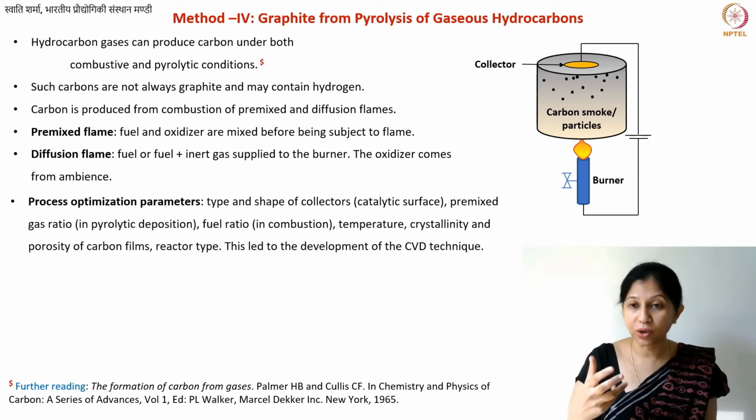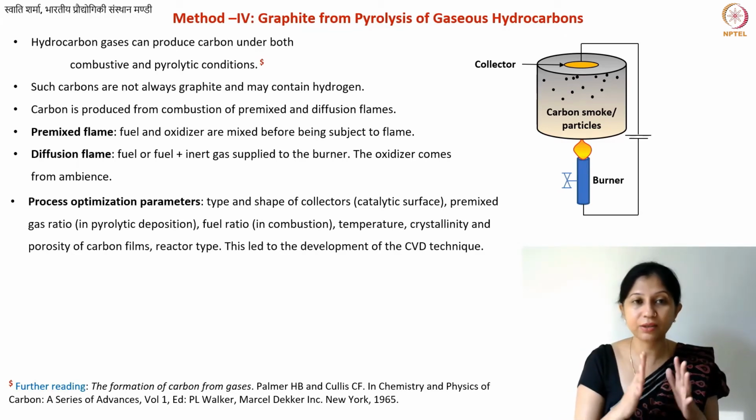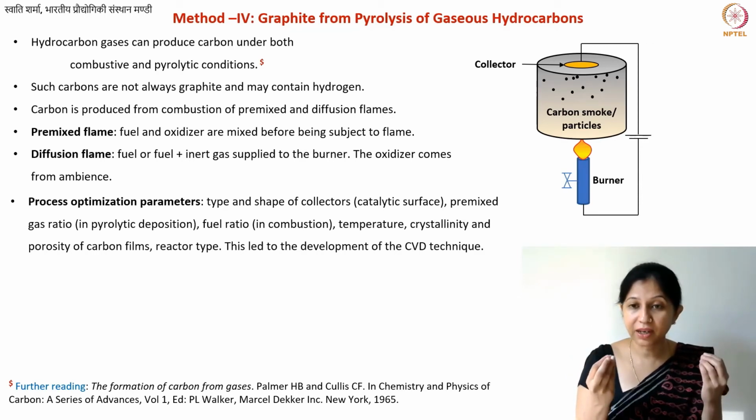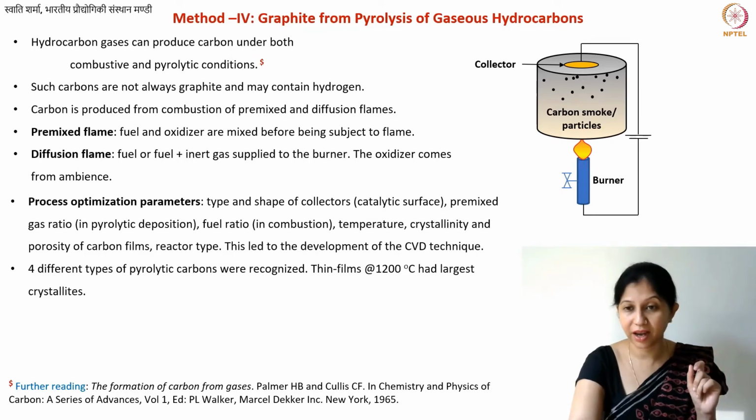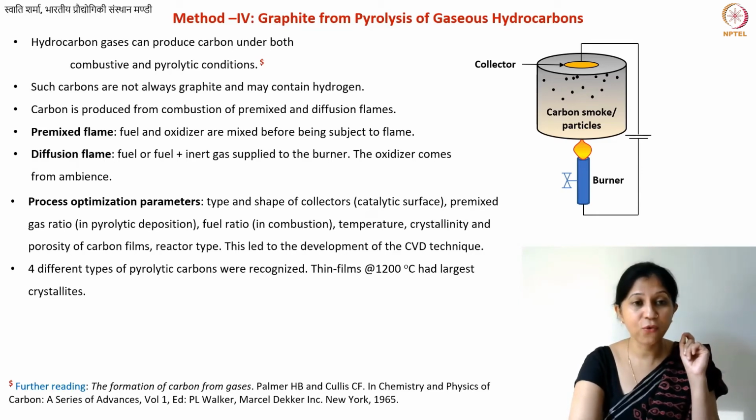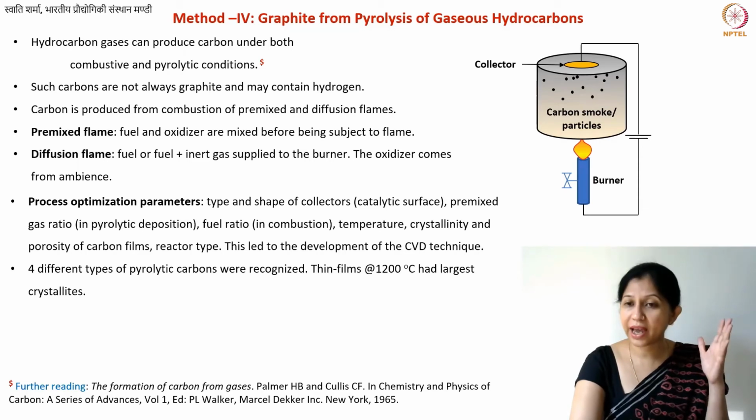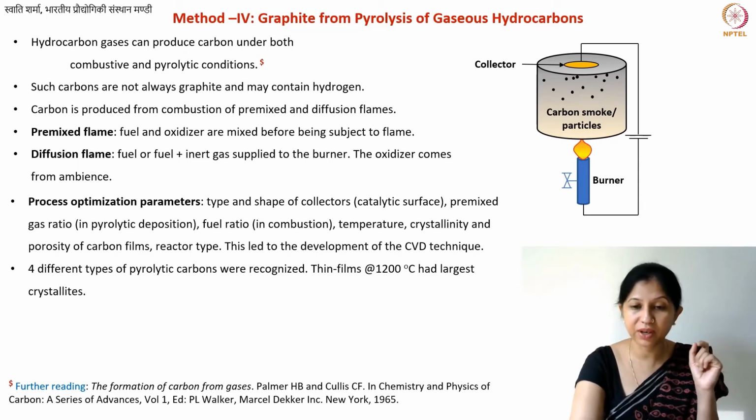Just by joule heating, right? So you can also see what kind of temperatures you need, and so on. And this was the optimization that went on for developing the CVD and for developing the optimum pyrolysis conditions for gaseous hydrocarbons. Okay, now in this kind of experiment, there were 4 types of pyrolytic carbons. They had different crystallinities. I have not given the details of all 4 types, but the thin films that were deposited at 1200 degrees had the largest crystallites.